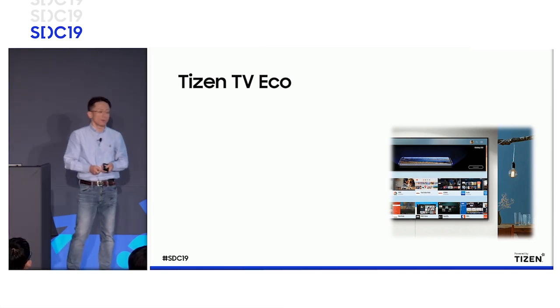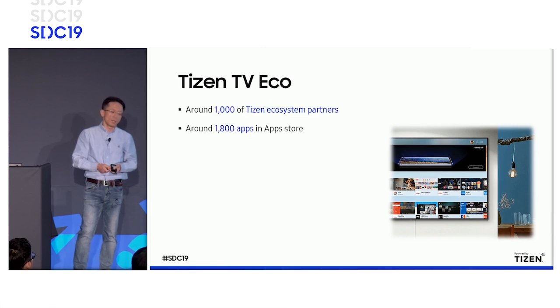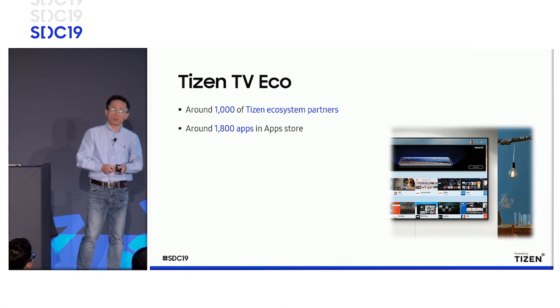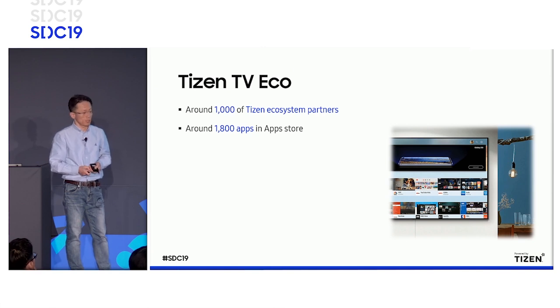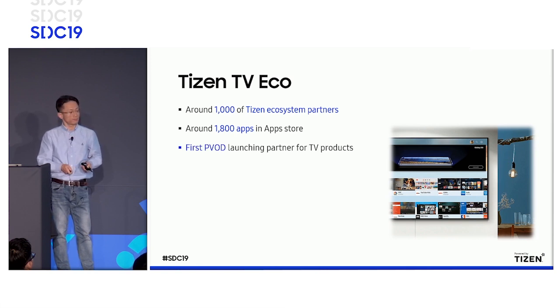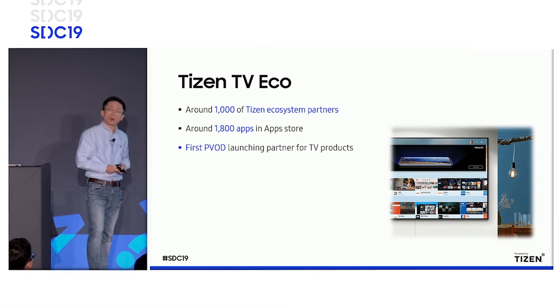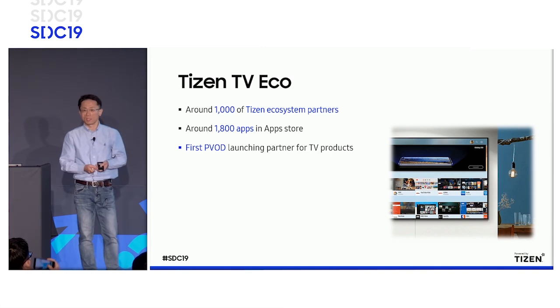So let's see in detail the Tizen TV ecosystem. Now, we are actively working with around 1,000 Tizen ecosystem partners, including Netflix, Google, and Apple, and so on. And around 1,800 applications are available in the App Store. Most of our partners regard us as a first launching partner, as our TV volume itself is so large.